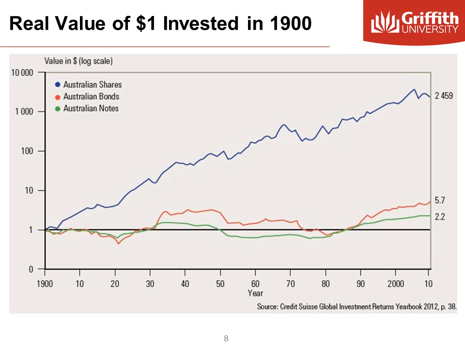By looking at this figure, we see that the value of $1 invested back in 1900 would have grown to $2,459 by 2011 if you had invested in shares. It would have grown to about $5.70 invested in bonds, and only about $2.20 if you invested in treasury notes.